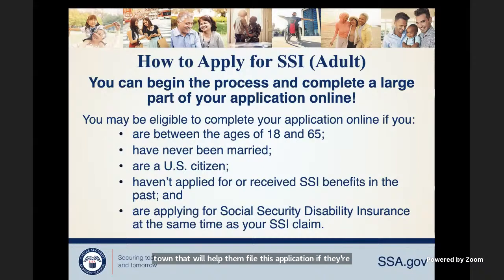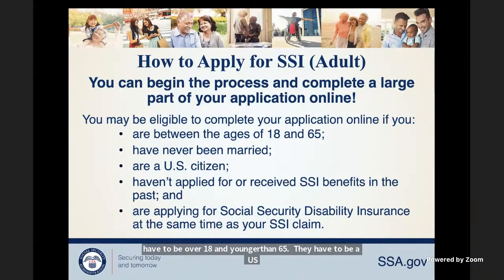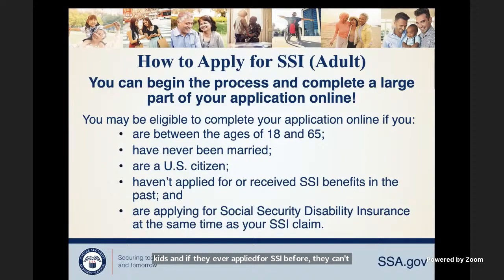Now, a lot of the application is done online. Most people can file an online application. They have to be over 18 and younger than 65. They have to be a U.S. citizen, and if they've ever applied for SSI before, they can't file online because our system goes a little bit crazy. Sometimes they can, but their old record on the system and information talks to the new one online, and sometimes it doesn't allow it.